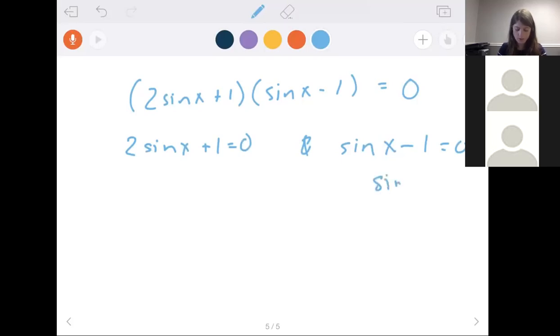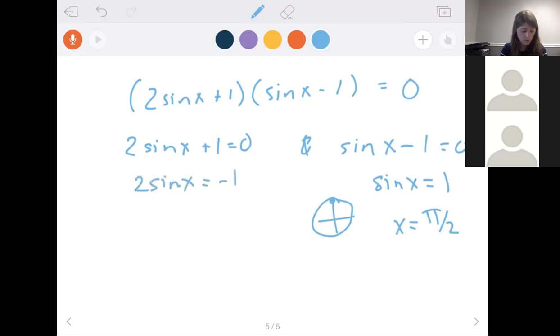I add the one, sine of x equals 1. So remember unit circle, keep going back to that. We're going to think that's where our y value is 1, and that's going to be at pi over 2. I think it did put our answers in radians or assumed to put them in radians. Okay, so pi over 2. And then if we keep going, this gives me 2 sine of x equals -1, sine of x equals -1/2.